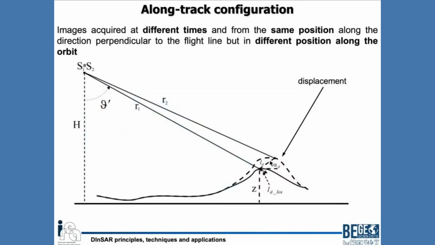The second configuration is the long-track configuration. You acquire S1 and S2 from the same position, but at different times. In this configuration we have no baseline, because it is exactly the same position. So we have no information about the topography, but we can have information about what changed between the two acquisitions, so the displacement on the ground.